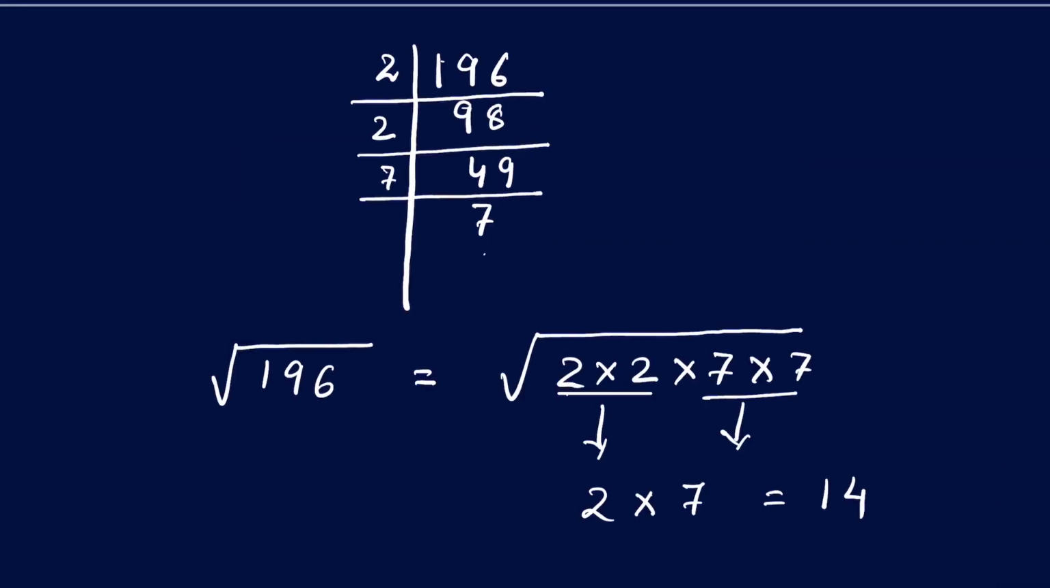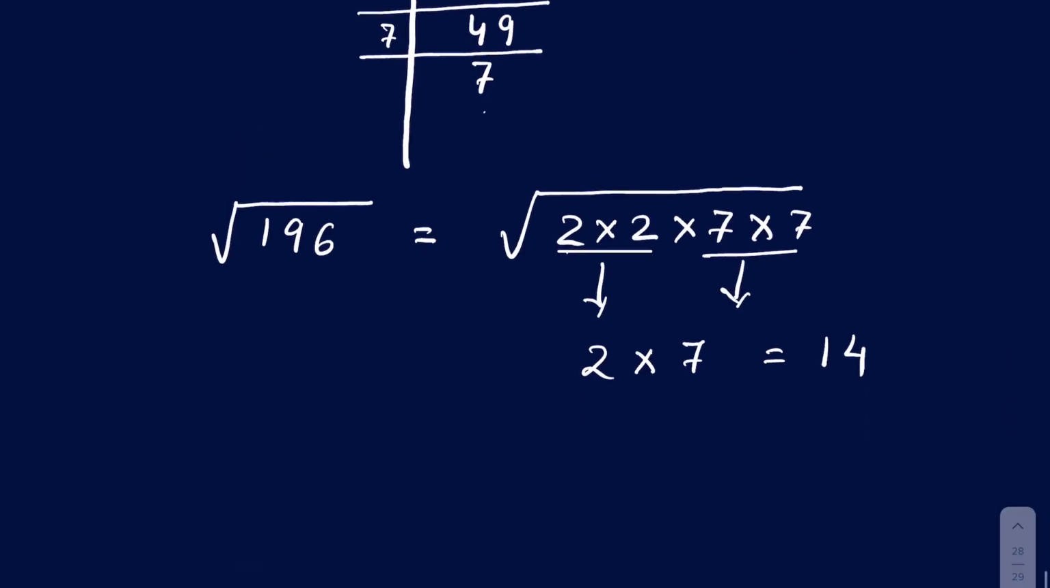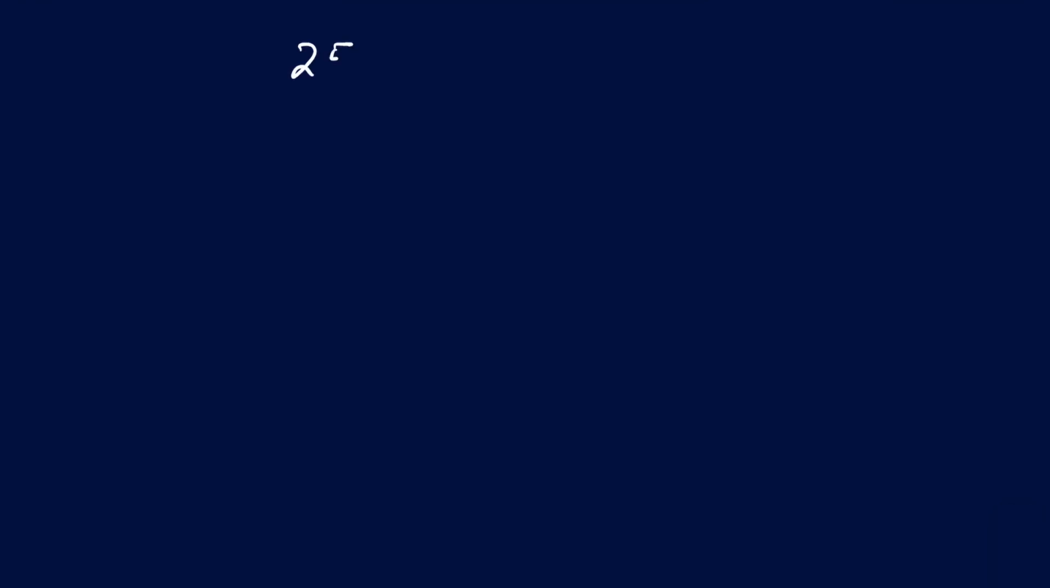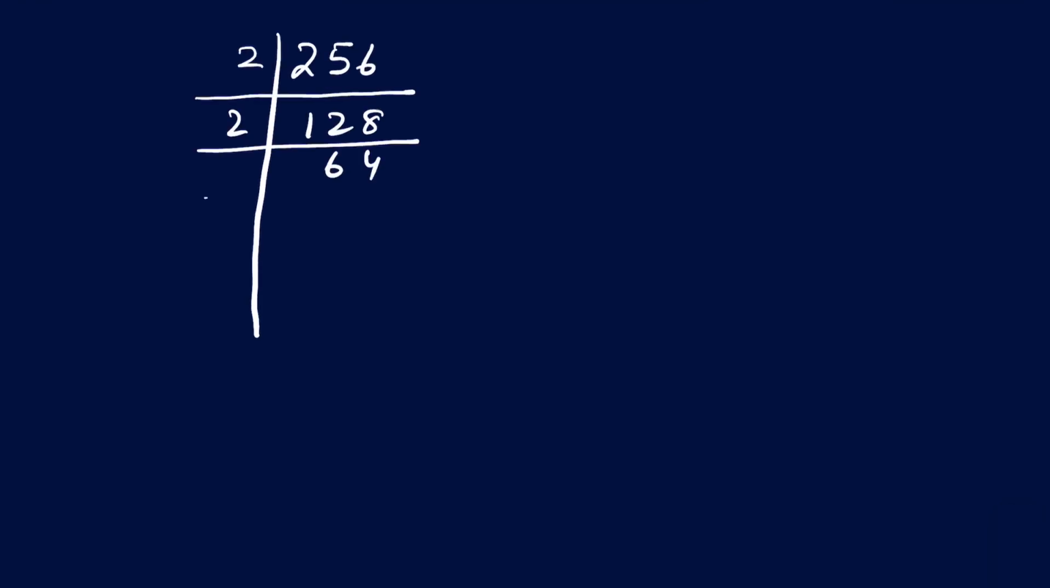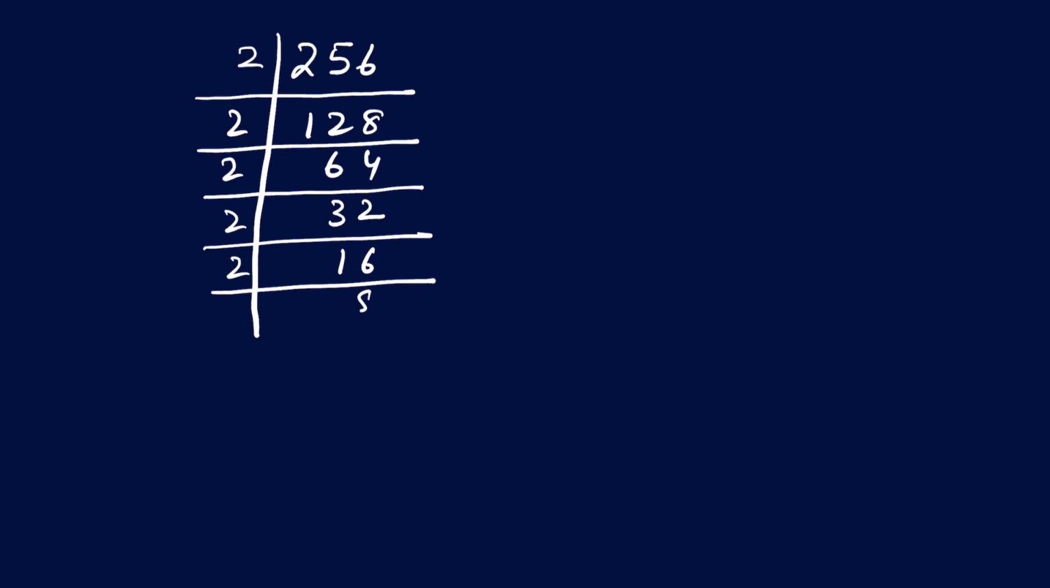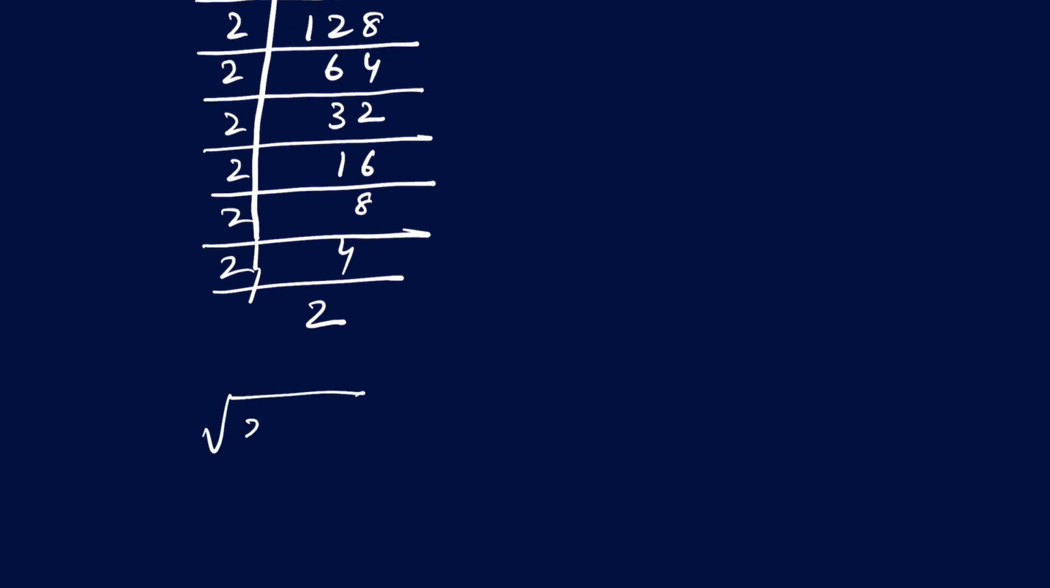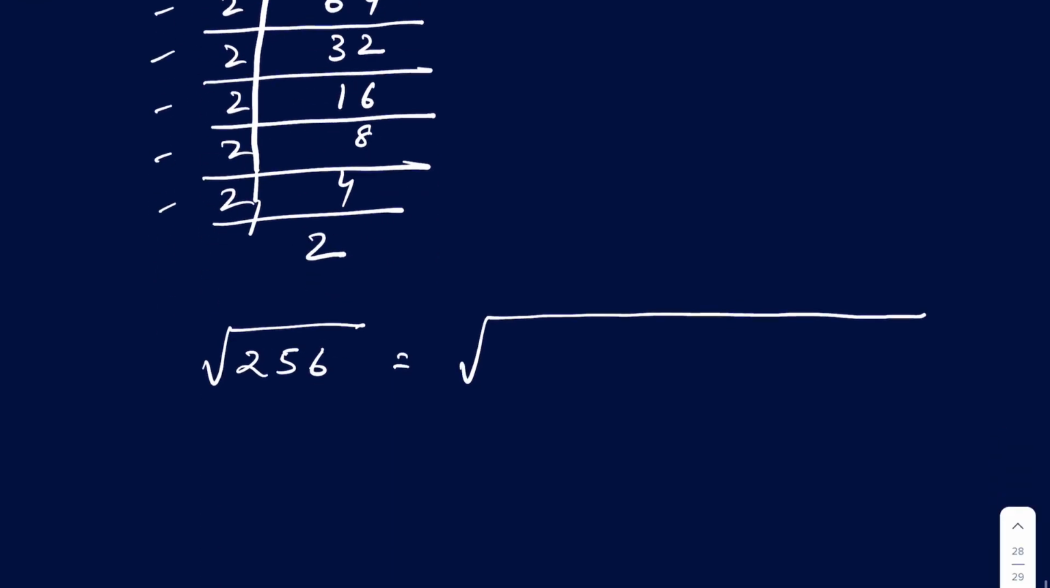What if there are more pairs and you have to find the square root of a number such as 256? Let's factorize it. 128. 64 times 2 is 128. 32 times 2 is 64. 16 times 2 is 32. 8 times 2 is 16. 2 times 4 is 8 and 2 times 2 is 4. So the square root of 256 can be written as the square root of 2 multiplied eight times.